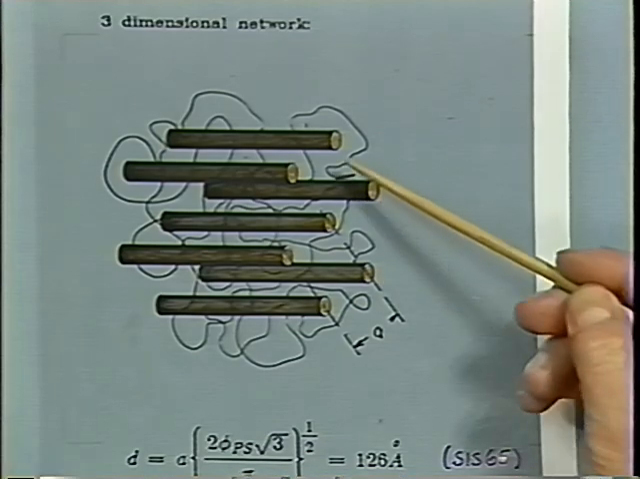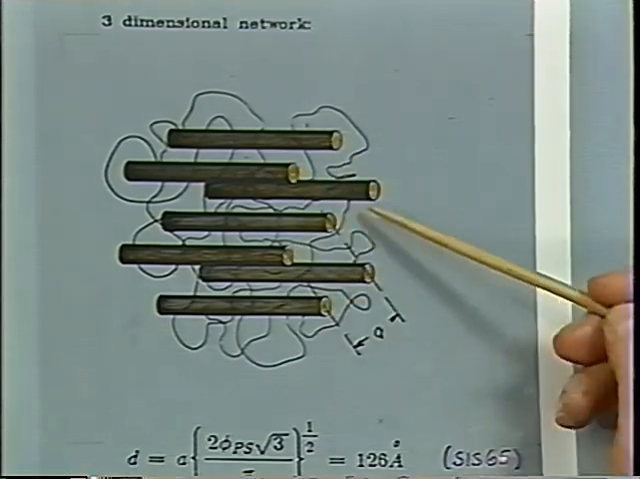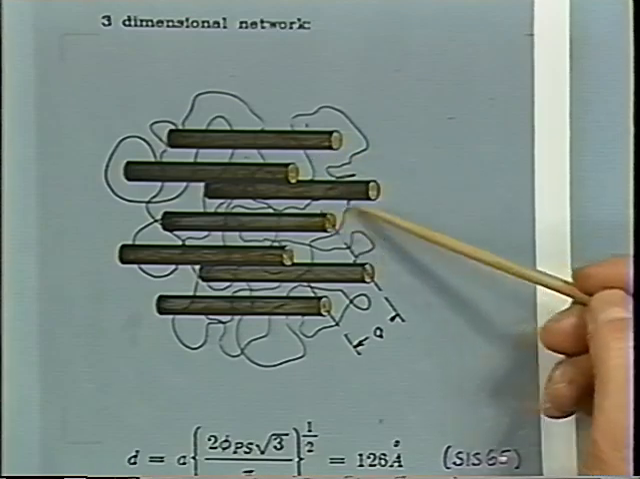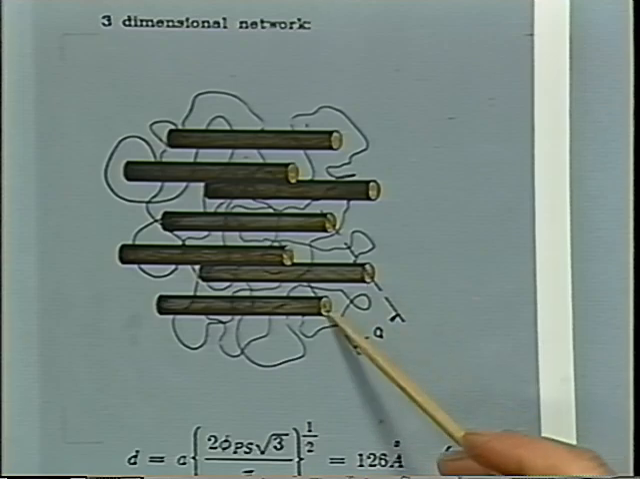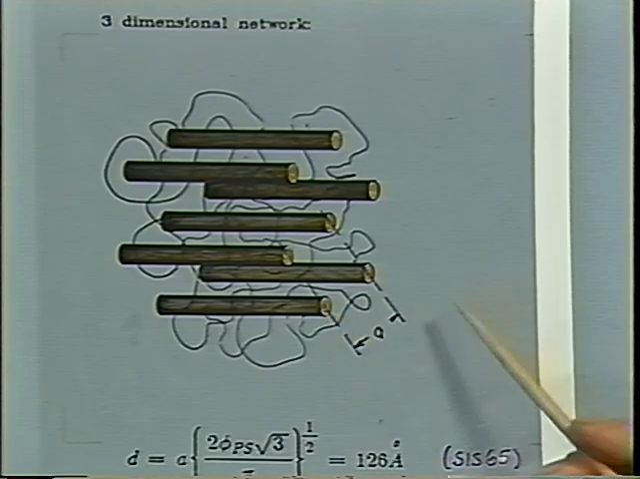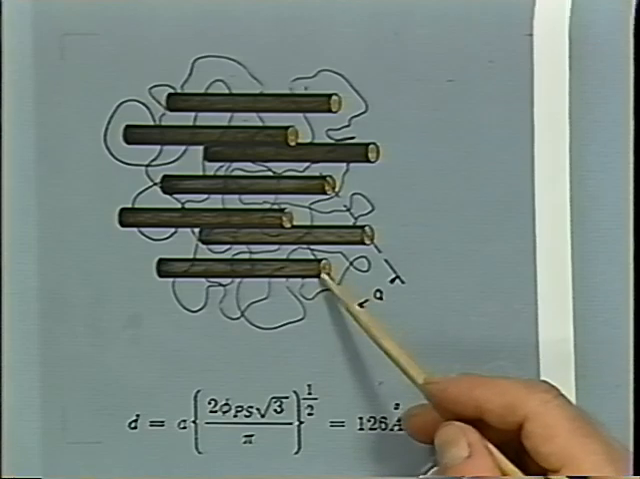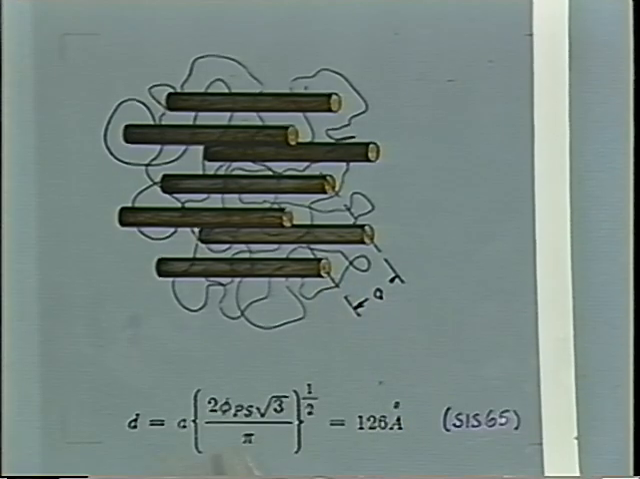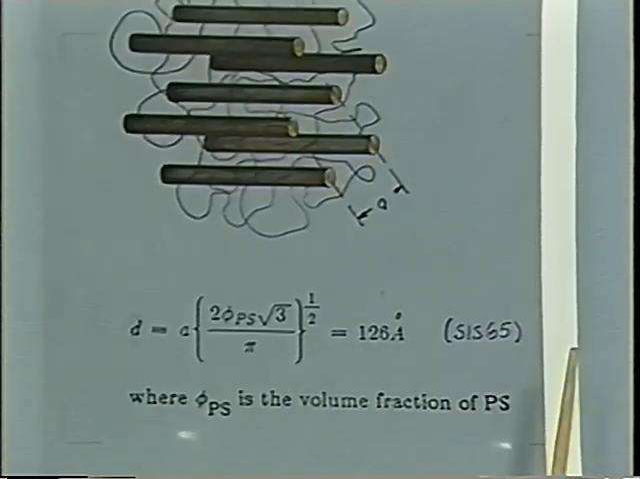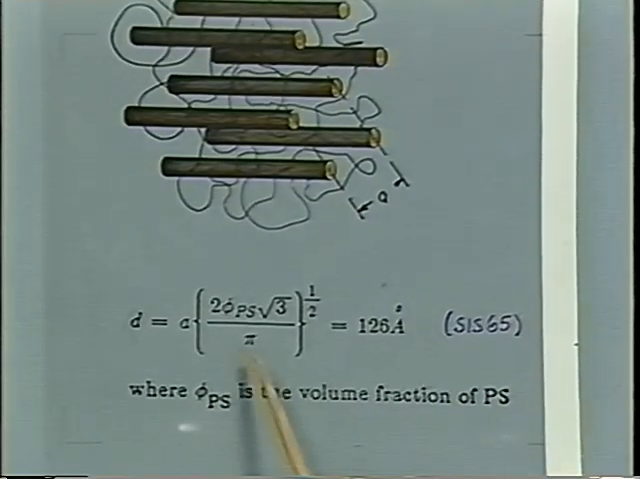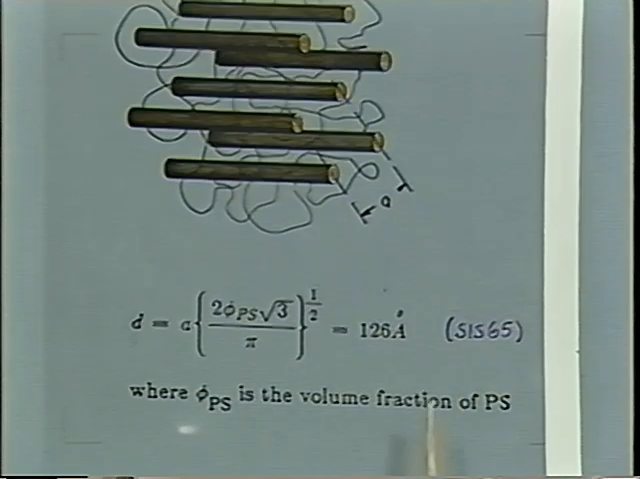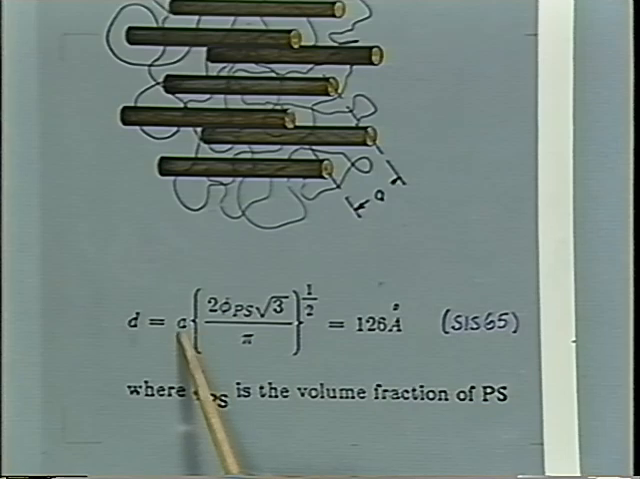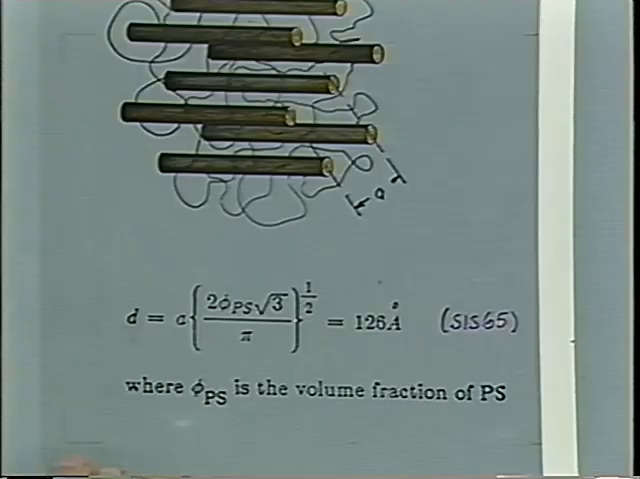When you look here, there's a hexagonal spacing of those cylinders, so the distance is very regular. They're moving on a hexagon, and the spacing of those cylinders is connected with the diameter of the cylinders and with the volume fraction of the polystyrene. Here, this is calculated, for instance, for styrene-isoprene-styrene of 65,000 molecular weight, and there A is the lattice parameter, D is the diameter, and phi is the volume fraction of polystyrene.